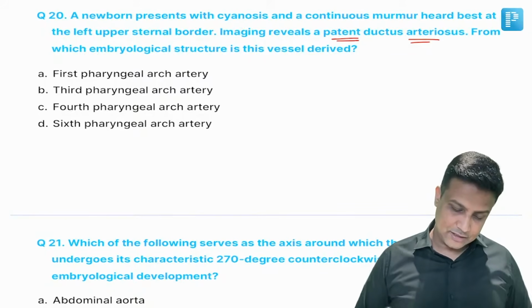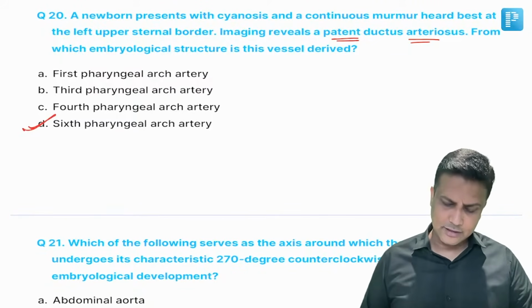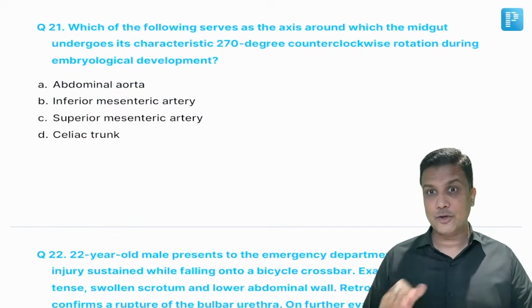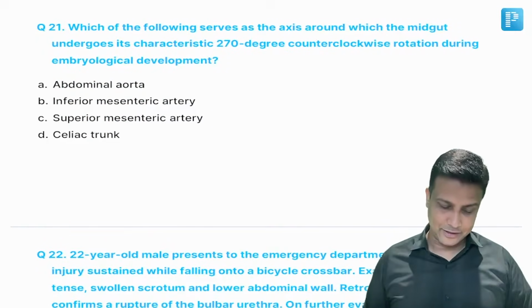Okay, so sixth pharyngeal arch artery, this is the one which is going to form ductus arteriosus, that too the distal part of that. Proximal part is going to form pulmonary arteries. I have shown you that in the diagram there.